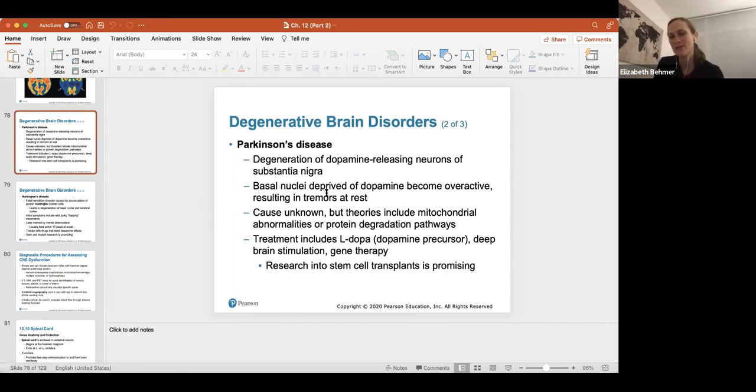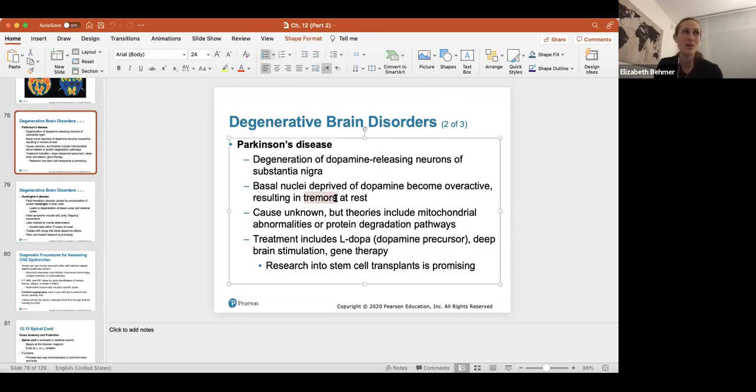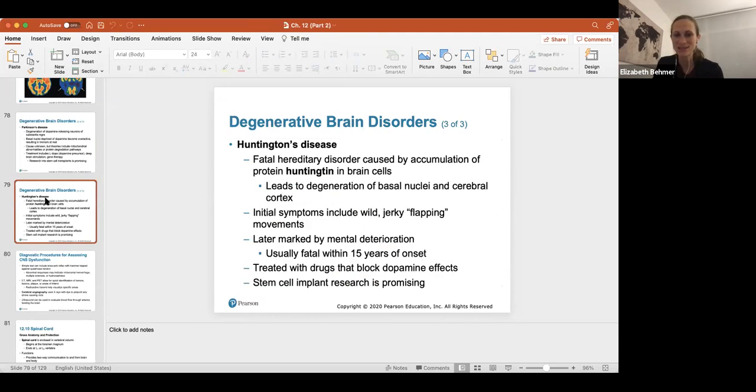Because these basal nuclei are then deprived of dopamine, they become overactive. And that's what results in some of the tremors that you see. So Parkinson's disease, who's the famous actor, Michael J. Fox, the tremors, the shaking is often a common symptom of Parkinson's disease. Research into stem cell transplants is very promising for Parkinson's disease.